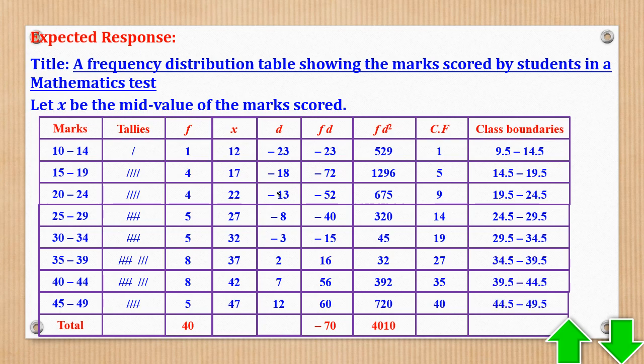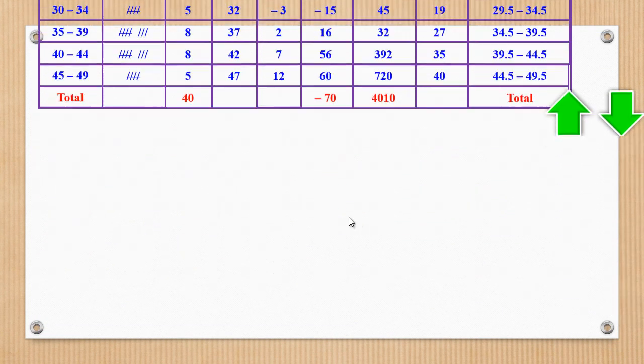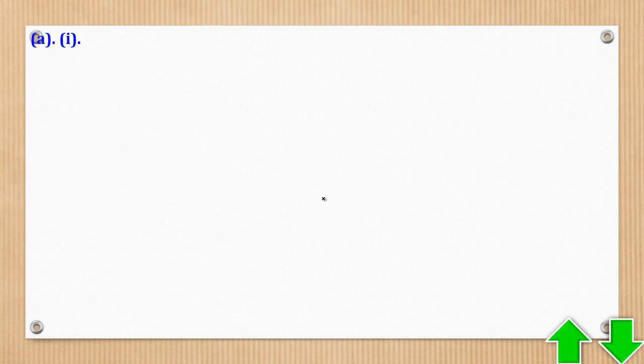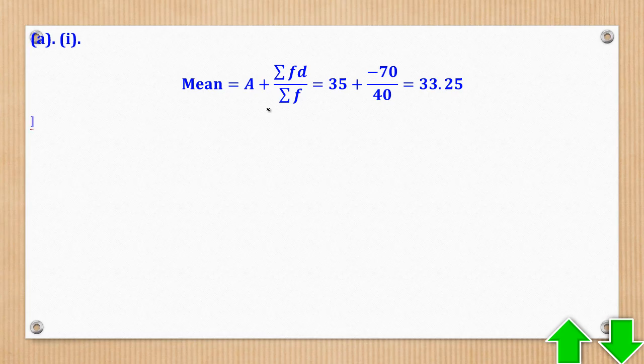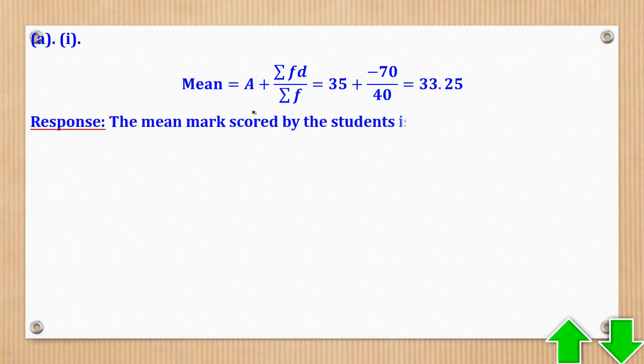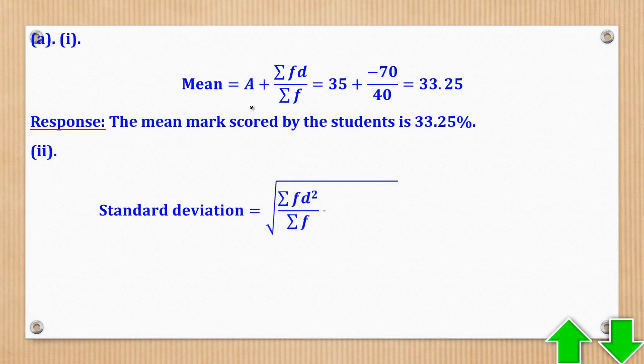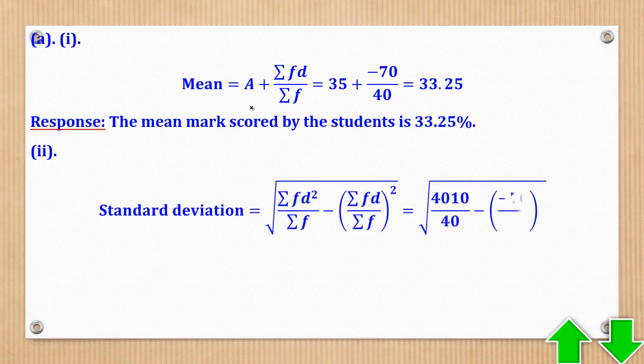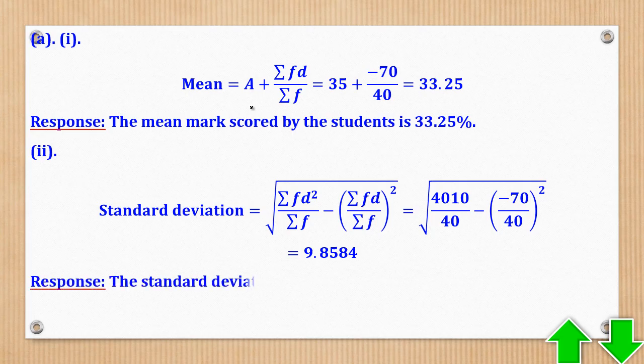Okay, so after drawing the table, we can now answer the question. The first one was mean. Using assumed mean, it was that. Then response. Next was standard deviation, so you quote the formula, substitute, and get the answer. Then give a response.